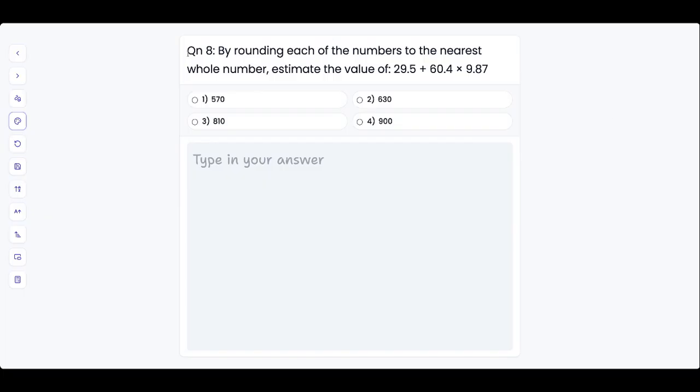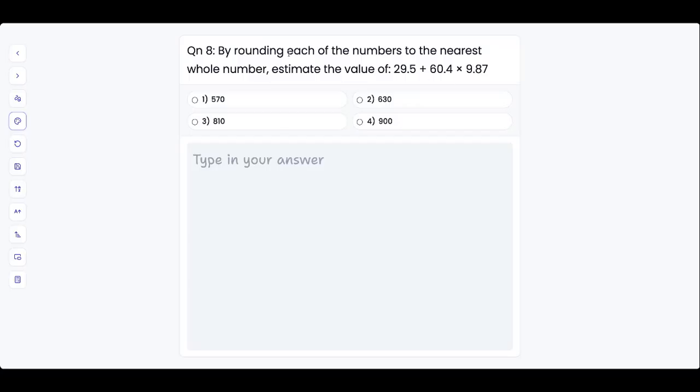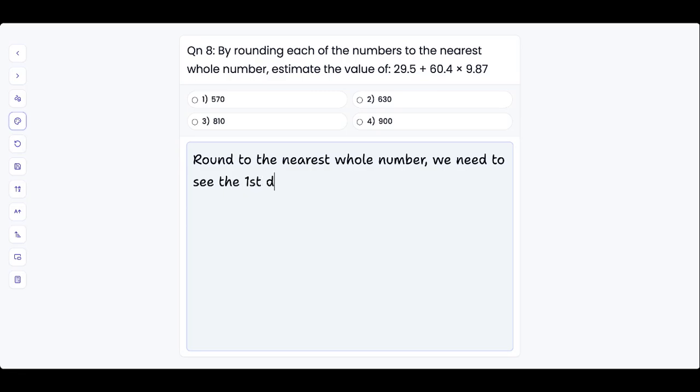Question number 8. By rounding each of the numbers to the nearest whole number, estimate the value of 29.5 plus 60.4 plus 9.87. So we need to round each number to the nearest whole number. If we want to round to the nearest whole number, we need to look at the first decimal place, and if it's 5 or more, we round up.